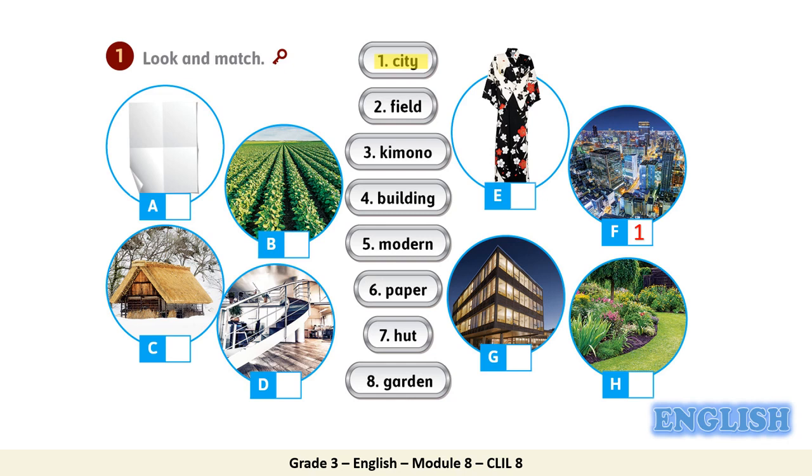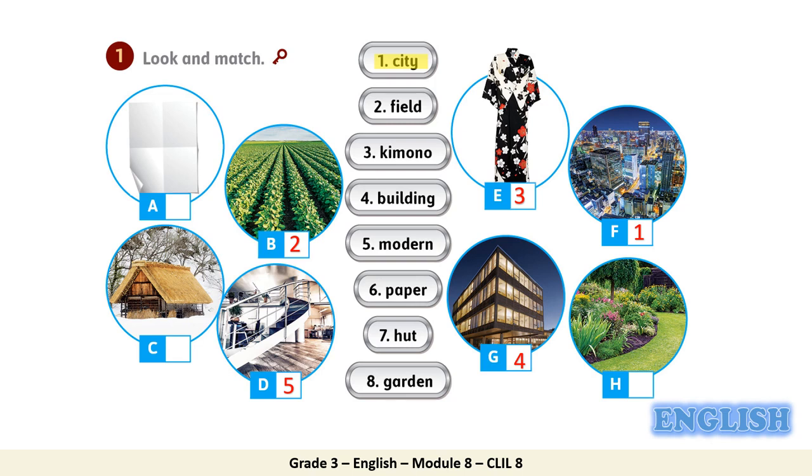Number 2, field. So which picture represents field? Fantastic. B. And number 3, kimono. Exactly. E. And number 4, building. Fabulous. G. Number 5 is modern. So which picture represents modern? Excellent. D.